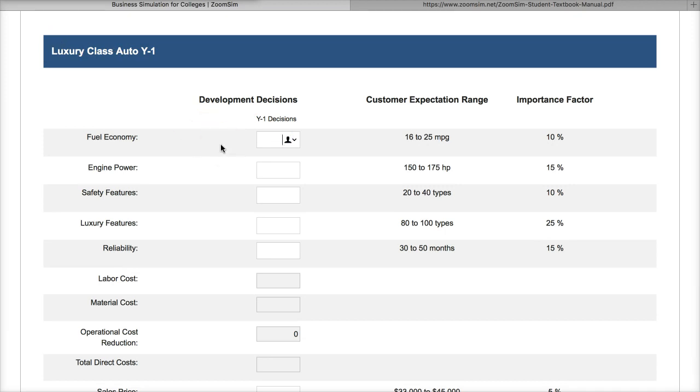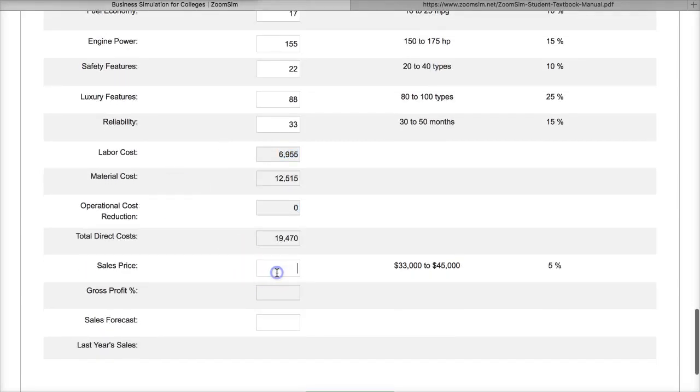You only have 4 car classes to work with. So I'm going to put together my luxury car now. And again, I'm just putting numbers in here. I'm not really putting a lot of thought into it because this is really just to show you how to do the mechanics.